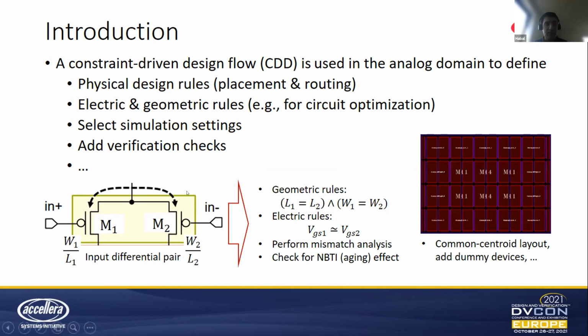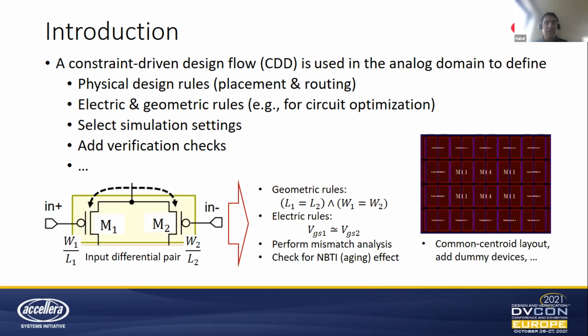And I give a small example here. The most basic structure you could have in an analog circuit is a matched differential pair. This is usually very sensitive to mismatch between the devices. And typically for placement, you would put these blocks in a common centroid or symmetric placement. You'd add dummy devices around them. You also have to make sure, when you're doing circuit sizing, that the widths and lengths are equal, and that the DC operating point, like the gate to source voltages, are nearly equal.